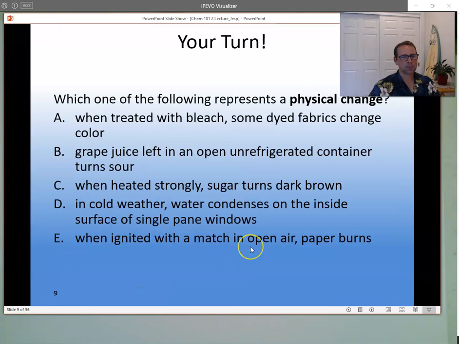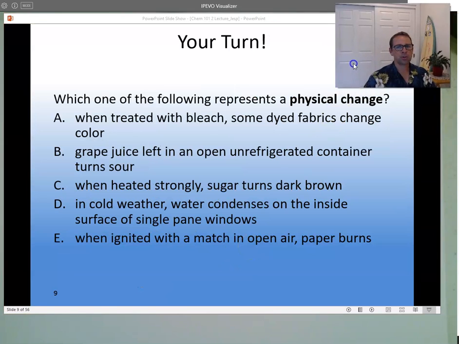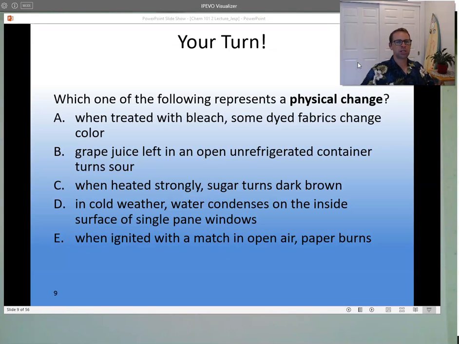All right, so here's another opportunity for us to flex our physical change, chemical change muscles. Can we pick out the physical change amongst these examples? When treated with bleach, some dyed fabrics change color. Grape juice left open in an unrefrigerated container turns sour. When heated strongly, sugar turns dark brown. In cold weather, water condenses on the inside surface of a single pane window. When ignited with a match in open air, paper burns.